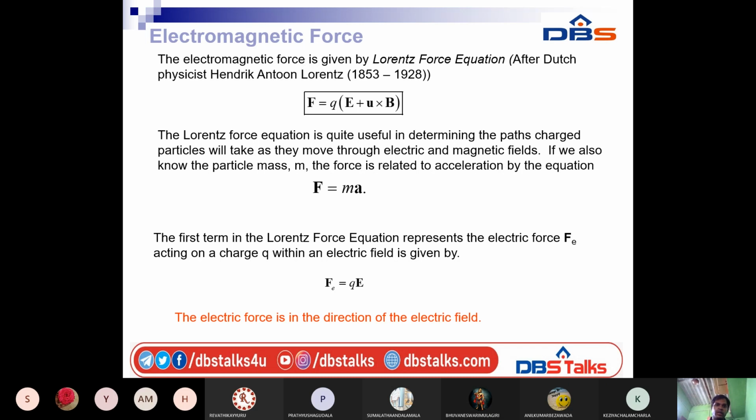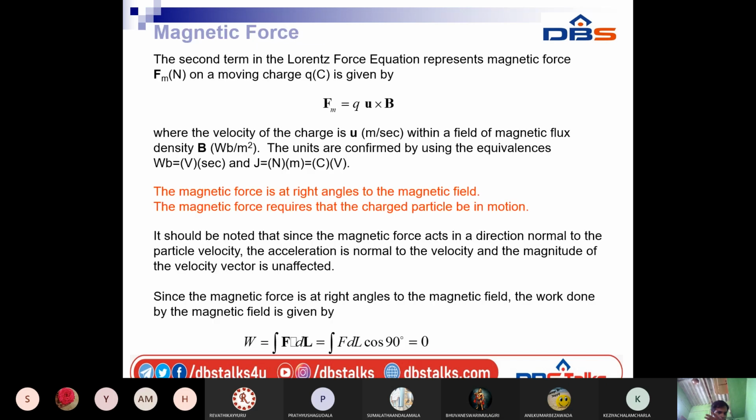When you apply the distributive law, the equation splits into F equal to Q E bar, which is the force raised by the electric field, and F equal to Q into U bar cross B bar. This is the force raised by the magnetic field, the magnetic force, indicated by F suffix M.